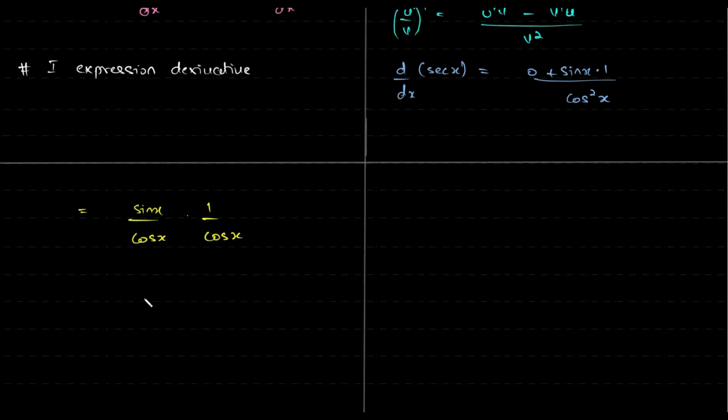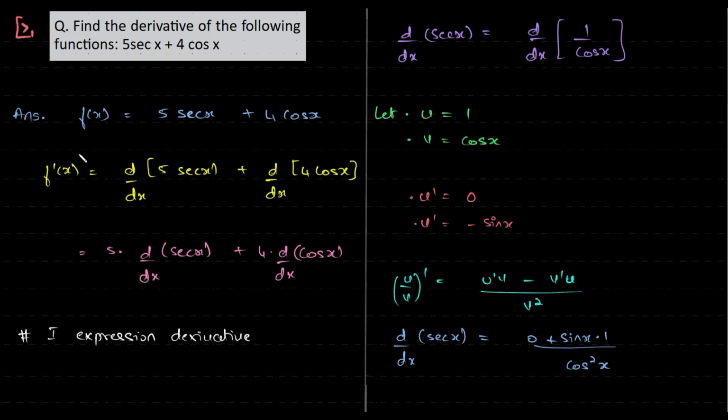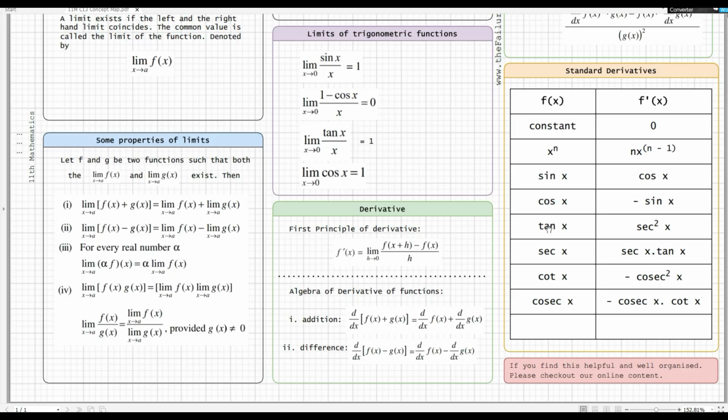Again, depending on the marks, you need to write this. So this is tan of x into secant x. So this particular answer, you can take this as a 4-marker question or 3-marker question. You need to write this much. If not, you can directly use the formula that is listed.